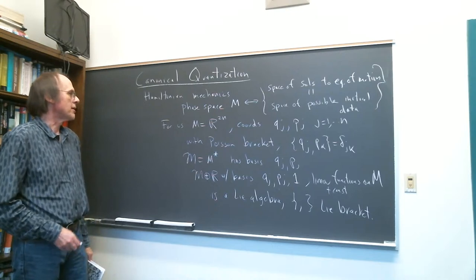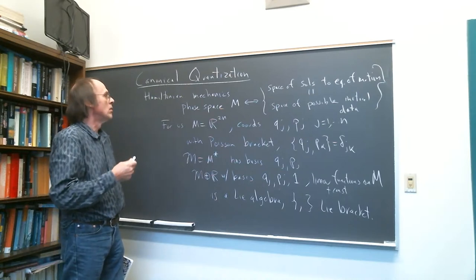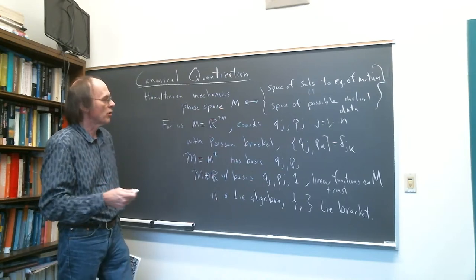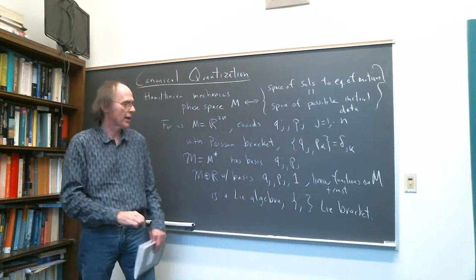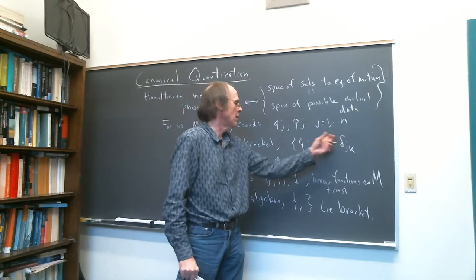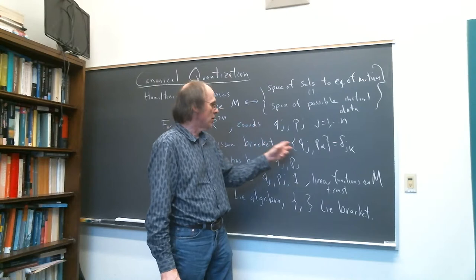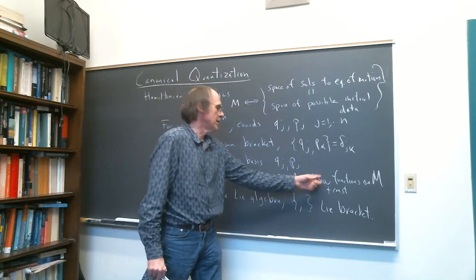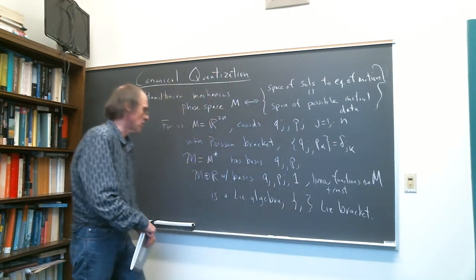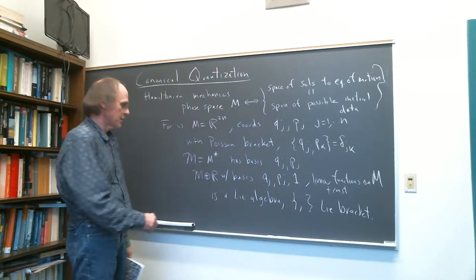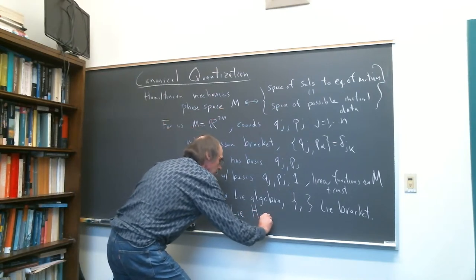Okay, so anyway, in general, it's also true that the Poisson bracket gives you a Lie bracket on the whole infinite dimensional algebra of functions on M. But if you restrict it to these linear functions plus constants, you get this Lie algebra, and it's called the Heisenberg Lie algebra. And so this is the Lie algebra of what I call the Heisenberg group.